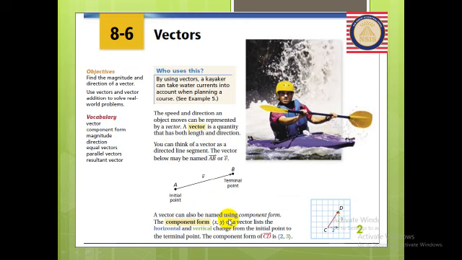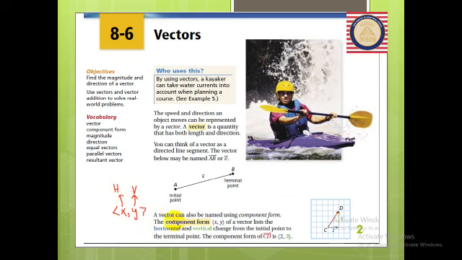A vector can be named using component form. What is the component form? Take care, this is the new kind of bracket here. You can write it like this: X and Y. This kind of bracket means it's a vector. It's the component form of a vector, which lists the horizontal and vertical change. So what is the X? It's the horizontal change. And what is the Y? It's the vertical change.